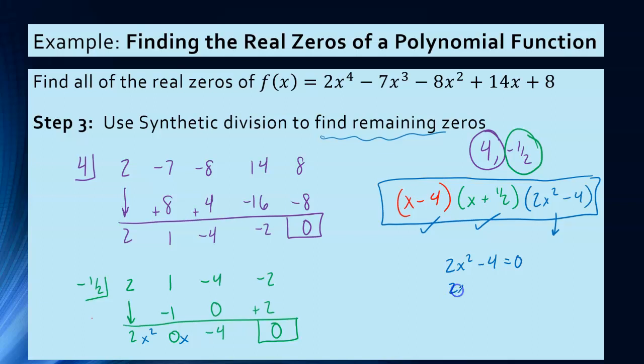So if I add 4 to both sides, I get 2x squared equals 4. Divide both sides by 2. I get x squared equals 2. And if I take the square root of both sides, remember I have two solutions, a positive and a negative square root of 2. So those are my other two irrational zeros. Remember, those were the two other x-intercepts that we saw that would not work in the rational root theorem.